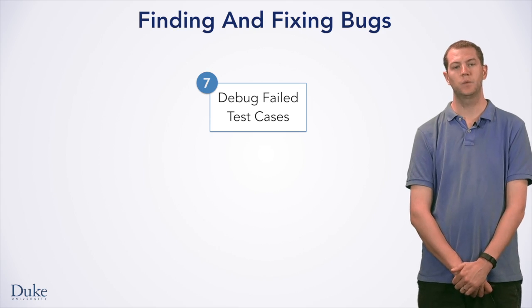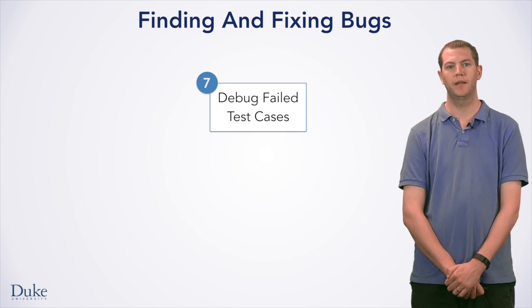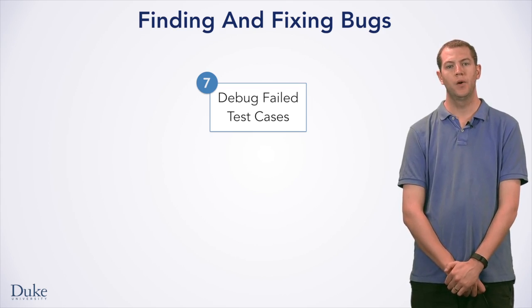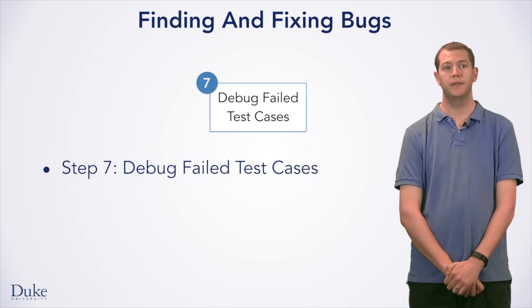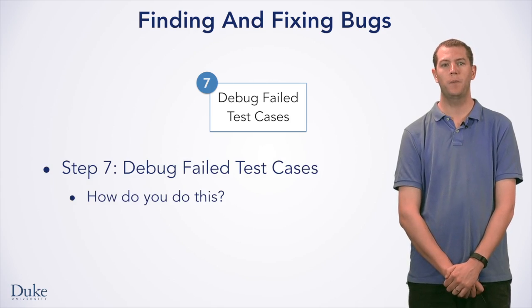In the previous lesson, we learned about the 7-step process to write a program. The 7th step was to debug failed test cases. In this lesson, we're going to talk more about step 7, debugging failed test cases. In particular, how would you go about doing this?